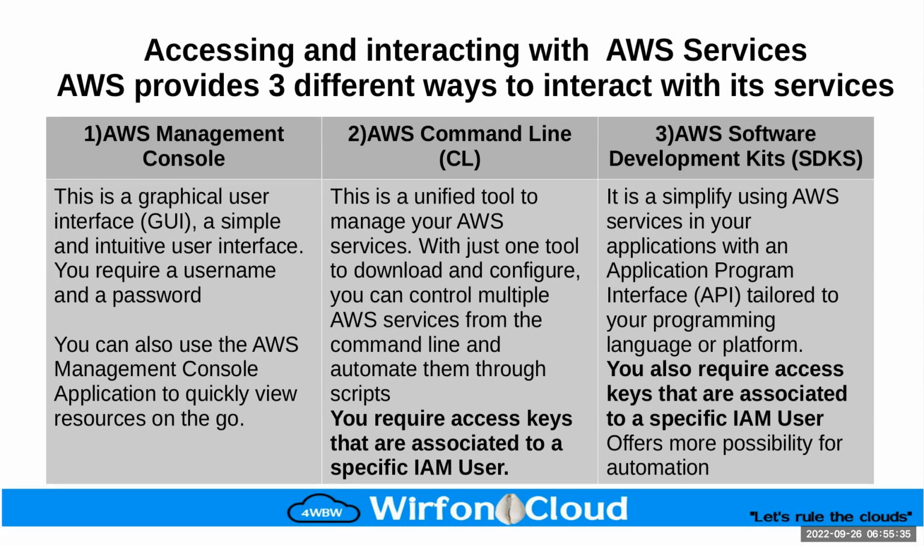Accessing and interacting with AWS services actually comes in 3 different ways. Just keep this in mind: 3 different ways. We'll see what the AWS Management Console is; you'll see that on Friday. You can also use the AWS command line. The one that I've never used is the software development kit. So those are the 3 different ways you can access AWS services.